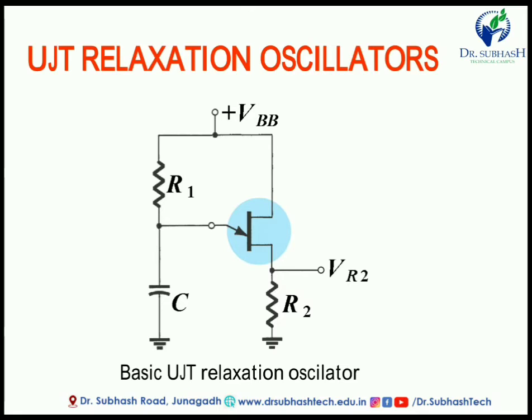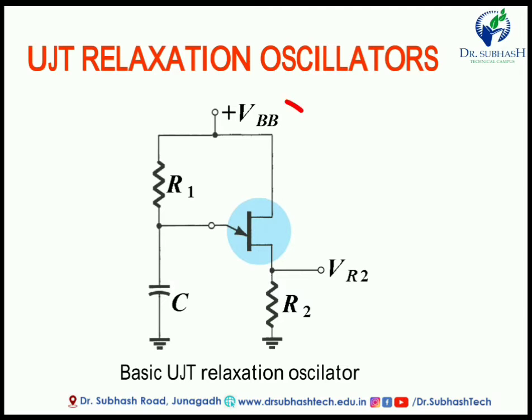UJT is required in power electronics as a triggering circuit. Now, if you want to design a triggering circuit of SCR, we know what is SCR. SCR requires some triggering pulse, and if you want to design a triggering pulse, then a relaxation oscillator is required. This is an oscillator. Now, an oscillator is nothing but it generates some frequency signal. If we give some DC supply, it converts this DC supply to a frequency-like signal. Then UJT is required for the relaxation oscillator design.